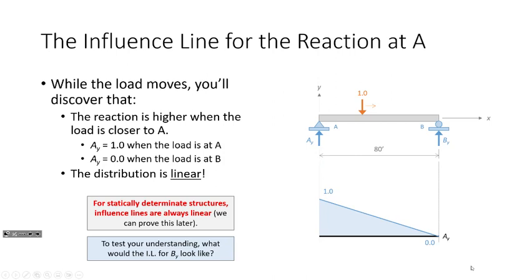To test your understanding, this is the influence line for the reaction at A. What would the influence line for the reaction at B look like? It would flip it over, right? The influence line for the reaction at B would just go like that. Okay? Make sense? So far, so good?